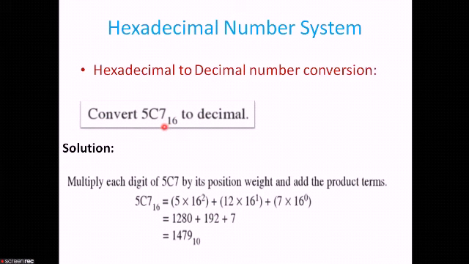Now for converting it, we have to multiply each digit of 5C7 by its positional weight and add the product terms. Now see, the position starts from here at 0, then 1 and 2. So just multiply it like this: 5 into 16 to the power 2 plus 12 into 16 to the power 1 plus 7 into 16 to the power 0. So the result is 1280 plus 192 plus 7. The ultimate result is 1479 to the base 10. Why is the base 10? Because it is a decimal number.